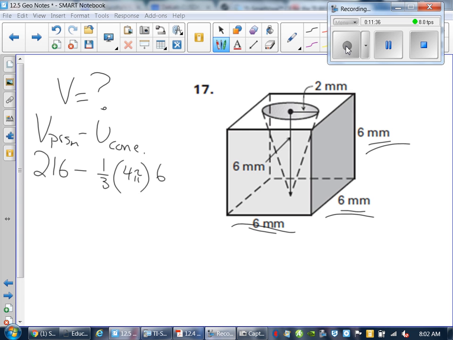2. What's 2 times 4? 8. 216 minus 8 pi cubic millimeters is the exact answer. I didn't have a calculator in my brain, so it's going to be 216 minus 24-ish.